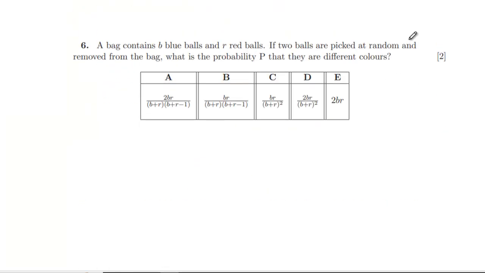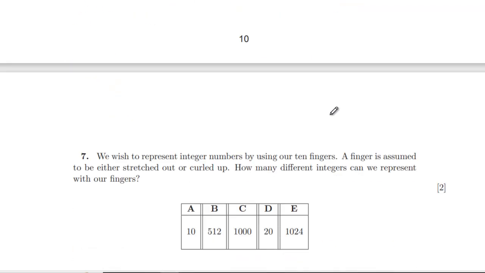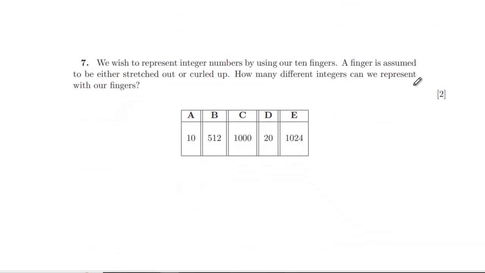Right, probability. So we've got B blue balls and R red balls. 2 balls are picked at random and removed from the bag. What's the probability they're different colours? So we're going to have 2 lots because it doesn't matter which way round it is. So we'd have a B times an R over B plus R, and then B plus R minus 1 because we've removed 1. No, it's A again. We're on a run of A's. Always makes me feel edgy, doesn't it, when you get the same letter every time.